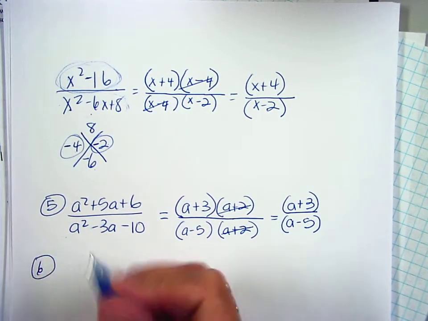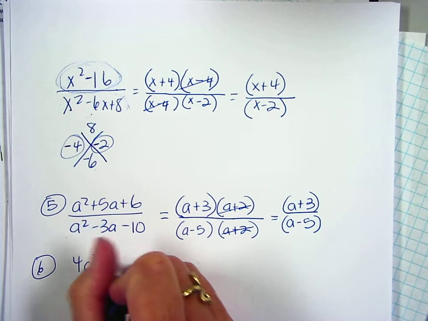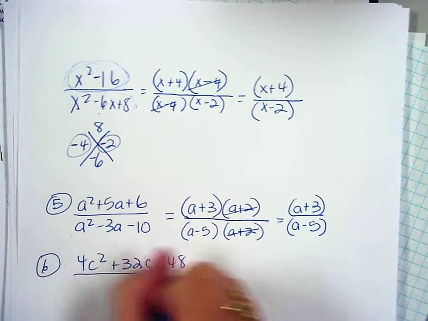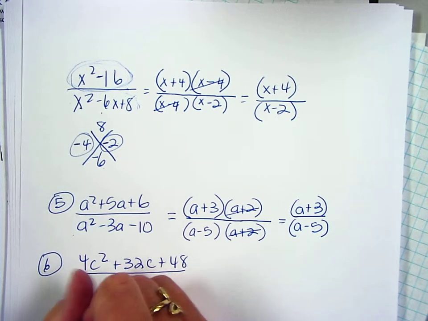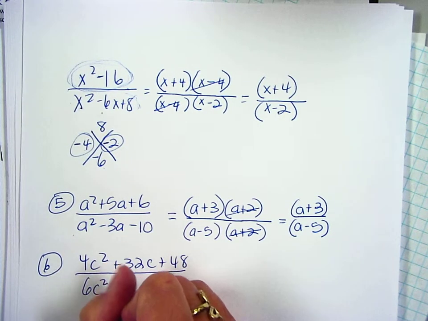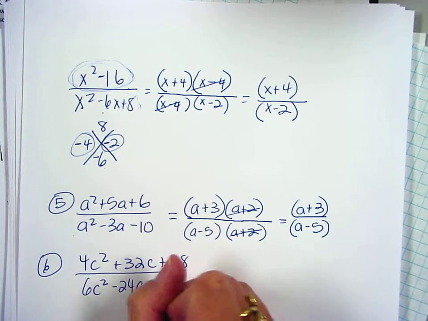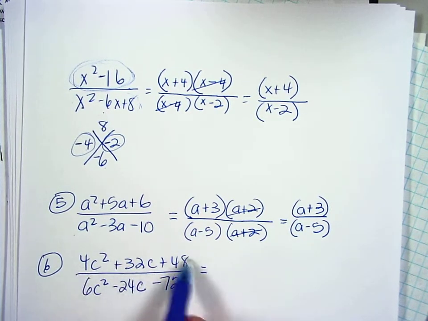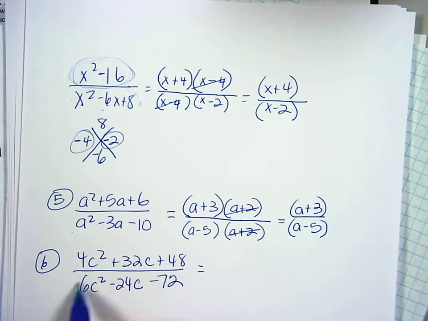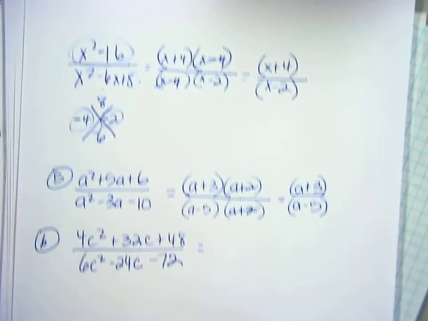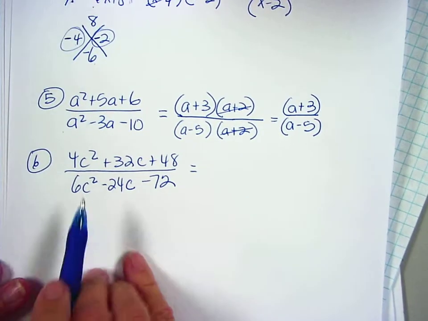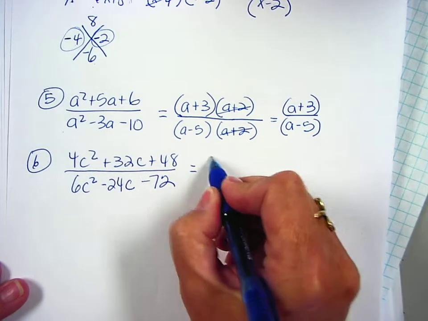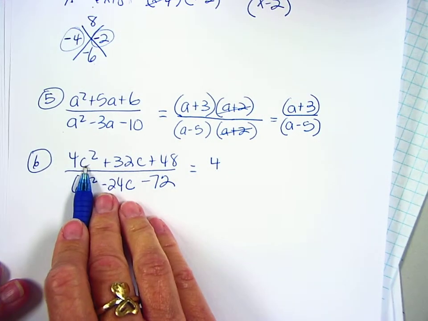Number 6, 4c squared plus 32c plus 48 over 6c squared minus 24c minus 72. Yowza. Polynomial, going to factor with the menu. GCF, let's see, 4, 32, and 48 all share a factor of 4. Can I pull a c out of all of these?